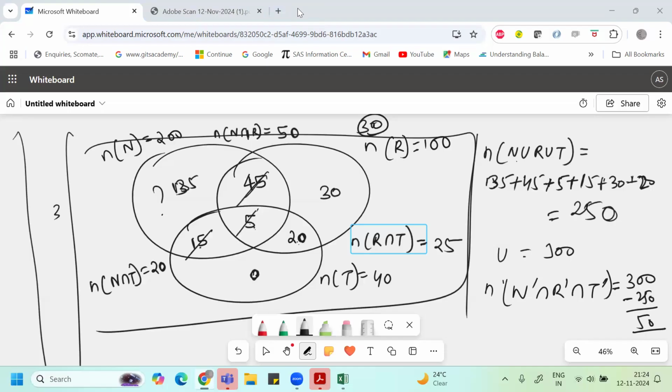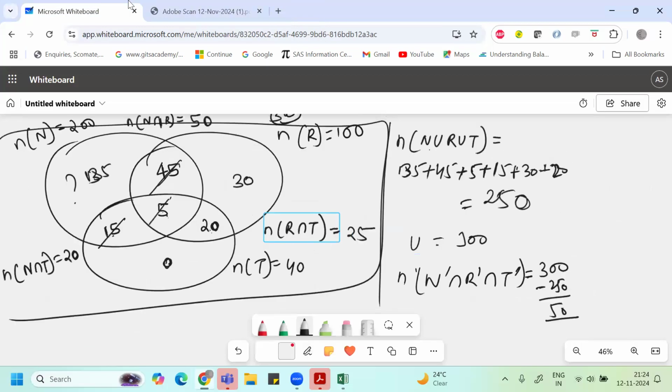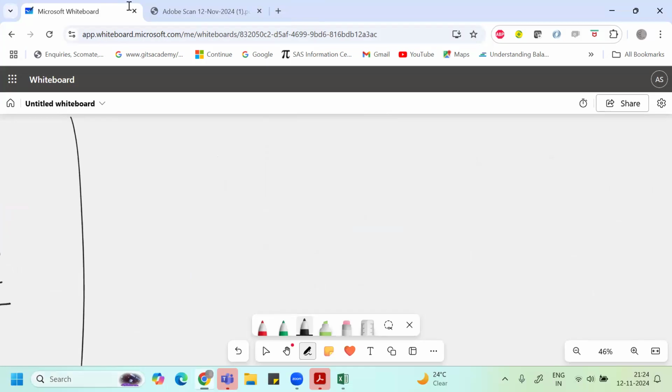Okay, thank you. So now question number 10. In question number 10, what they have given... This is not a CA exam question. Just for your practice, I have given.